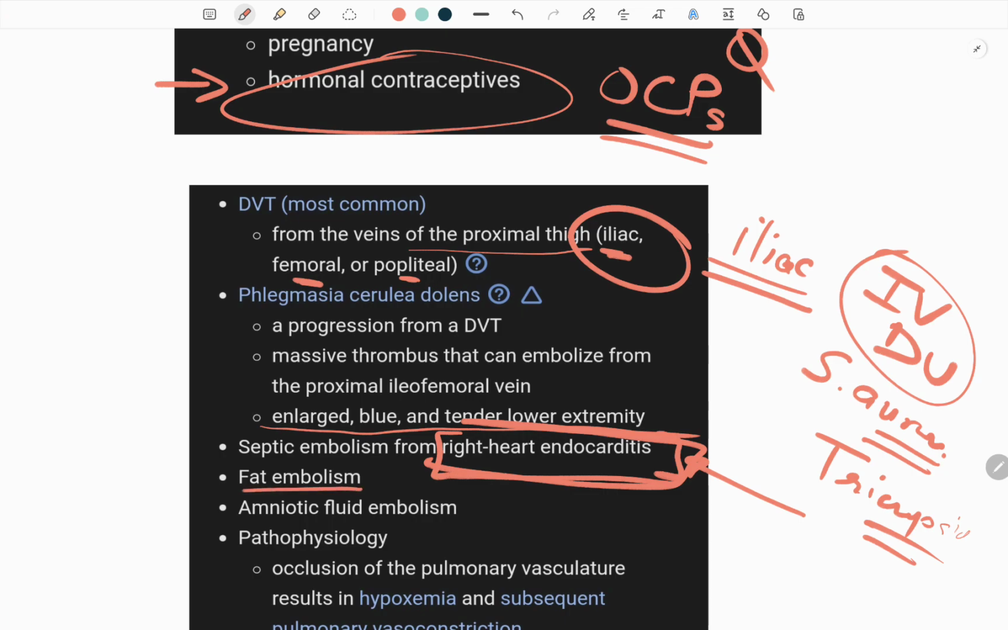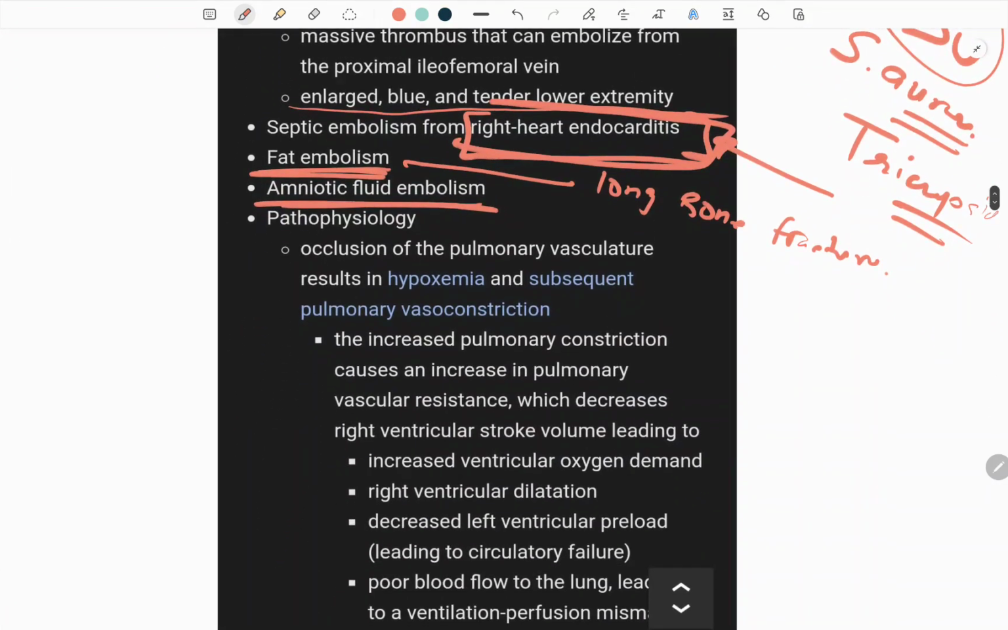Other could be fat emboli. Fat emboli could come from long bone fractures. Long bone fractures are one of the major causes of fat emboli. Amniotic fluid embolism. Let's talk about the pathophysiology.